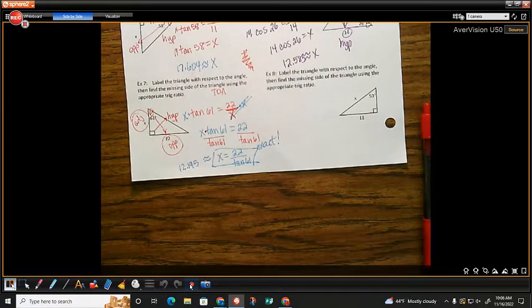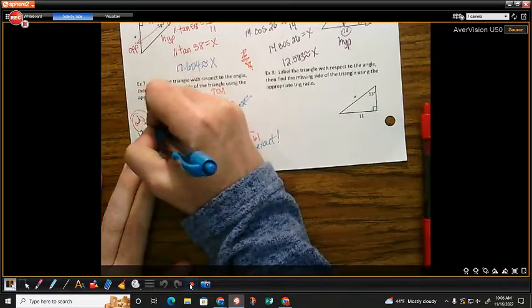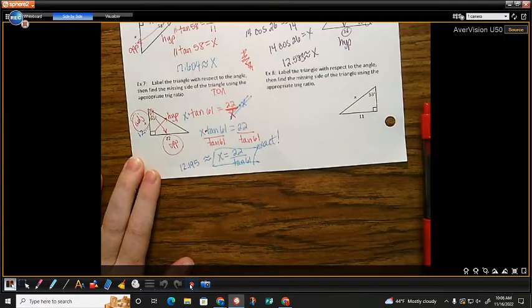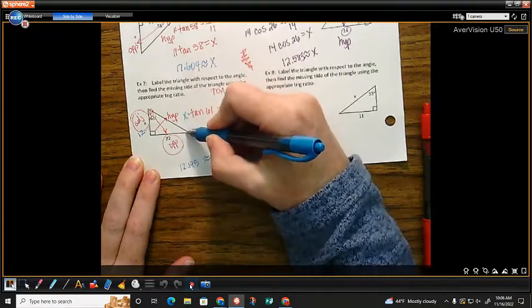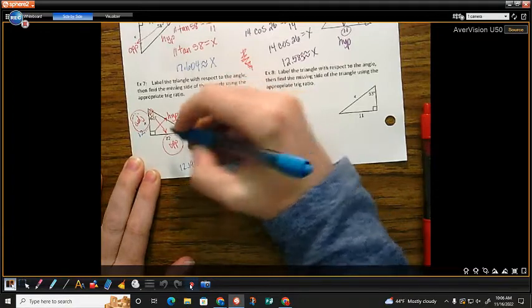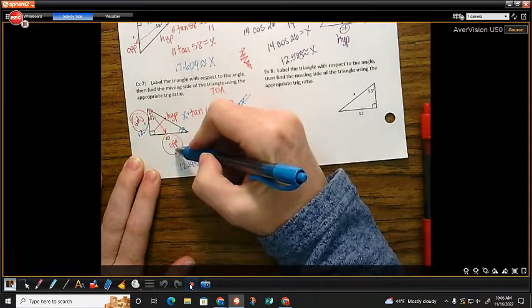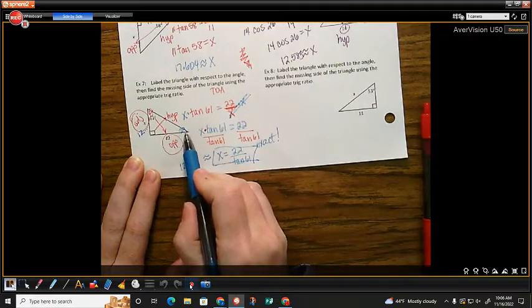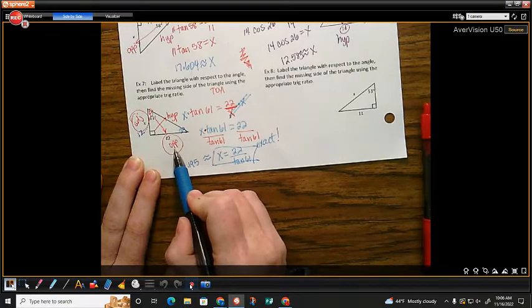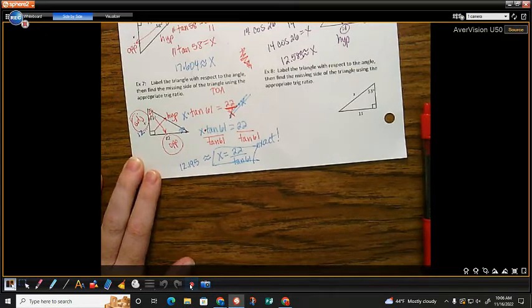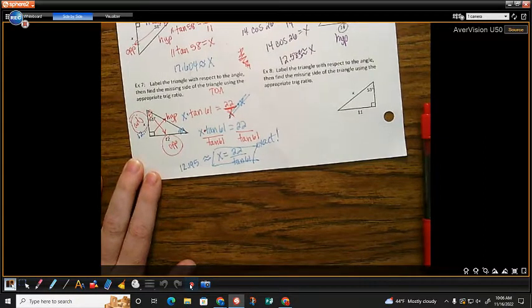So let's ask ourselves, does it make sense for this side to be 12 and junk? Well, let's think. This angle is 61, so how big would the other one have to be? 29. And remember, the bigger side is opposite the bigger angle. So 29 is smaller. Is the side 12 smaller than the side 22? Yeah. So the answer makes sense. See, you can still check to make sure it's making sense based on all those triangle rules we've had.